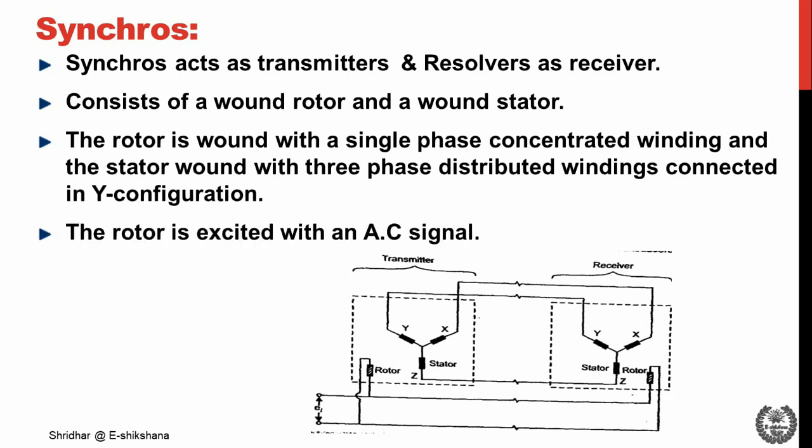The rotor is excited with an AC signal, and by the transformer action between the rotor and the stator winding, voltages are induced in the stator coil. The magnitude of these voltages depends on the angular position of the rotor with respect to the stator. The diagram shows a typical practical setup in which a pair of synchros is used. One acts as a transmitter and the other acts as a receiver.